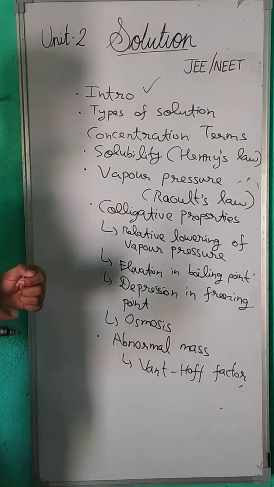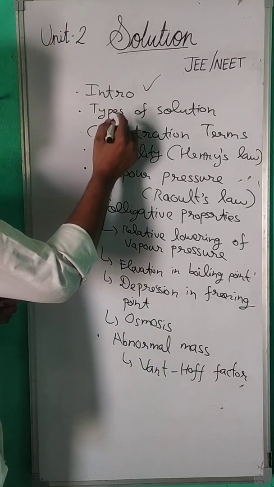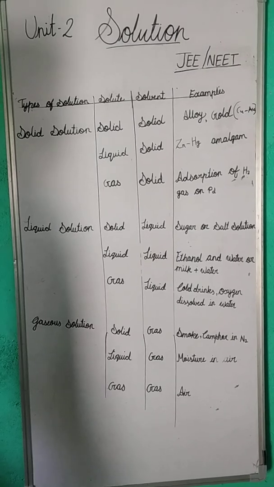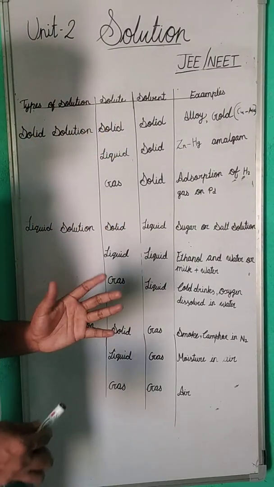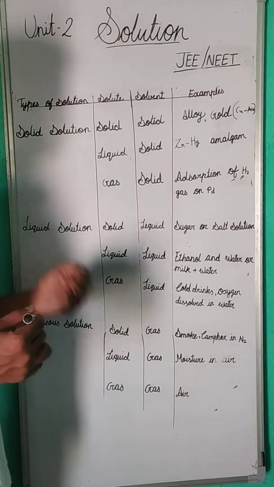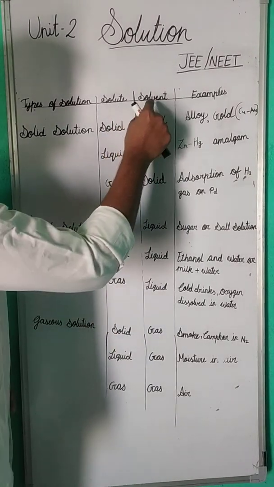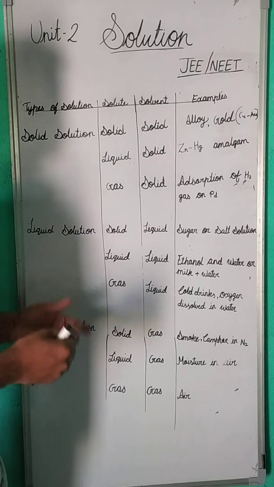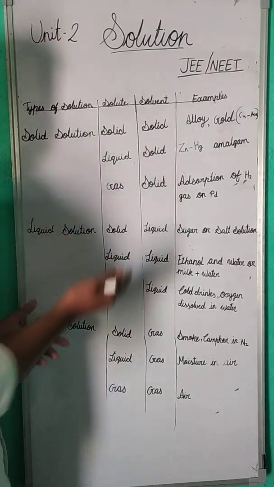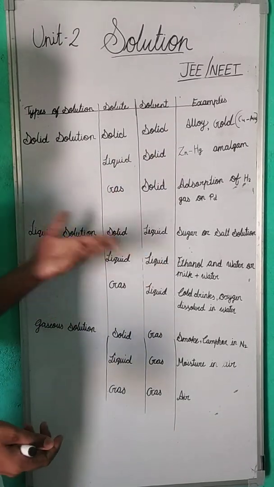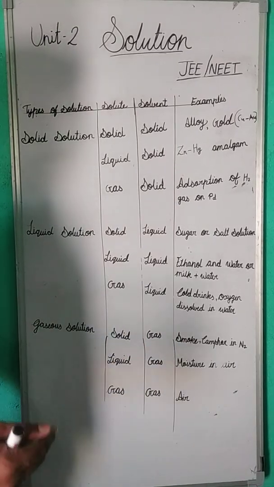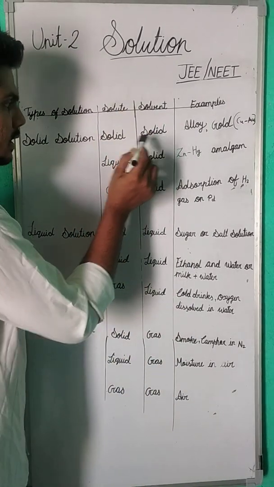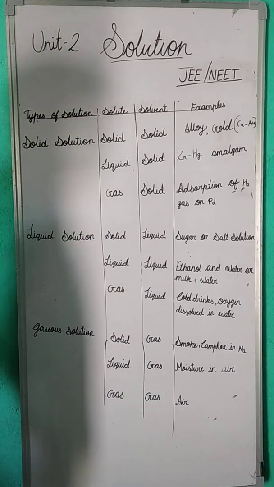So let us begin with the first topic, that is, types of solution. Okay, here are the types of solution. Types of solution are based on the physical state of the solvent. If the state of the solvent is solid, it will be a solid solution. If the state is liquid, it is a liquid solution. If the state is gas, it is a gaseous solution. So on the basis of the physical state of the solvent, solutions are classified.